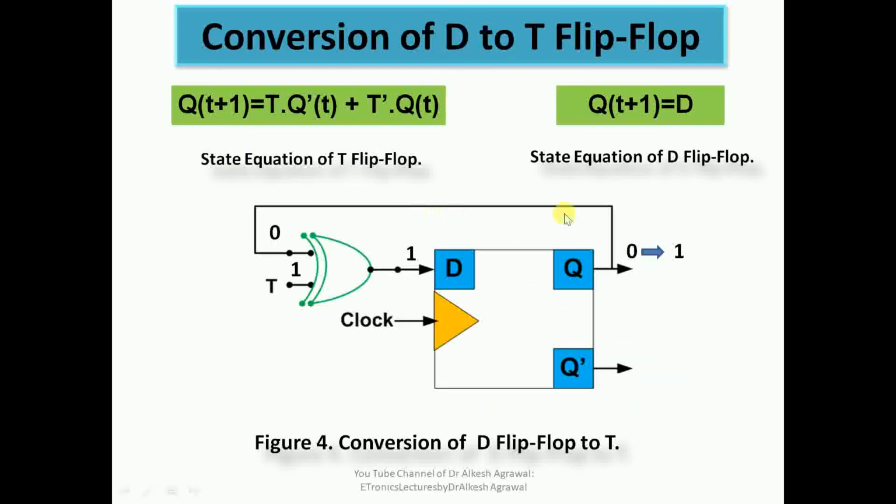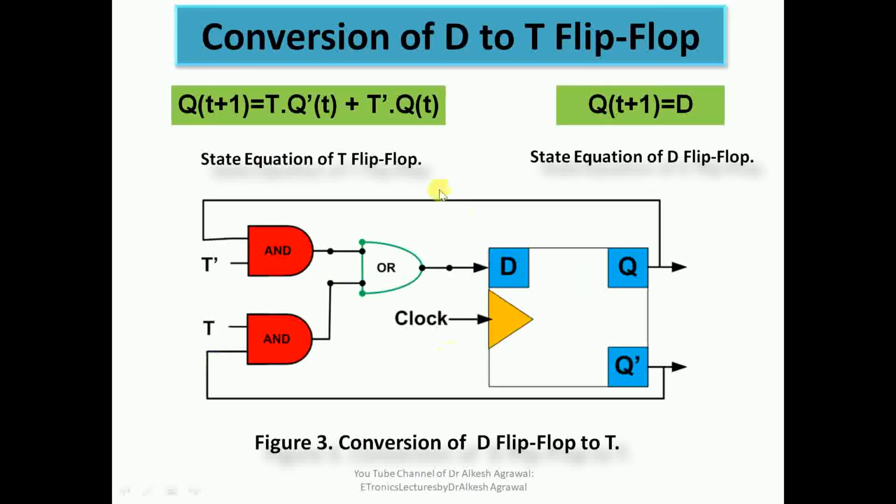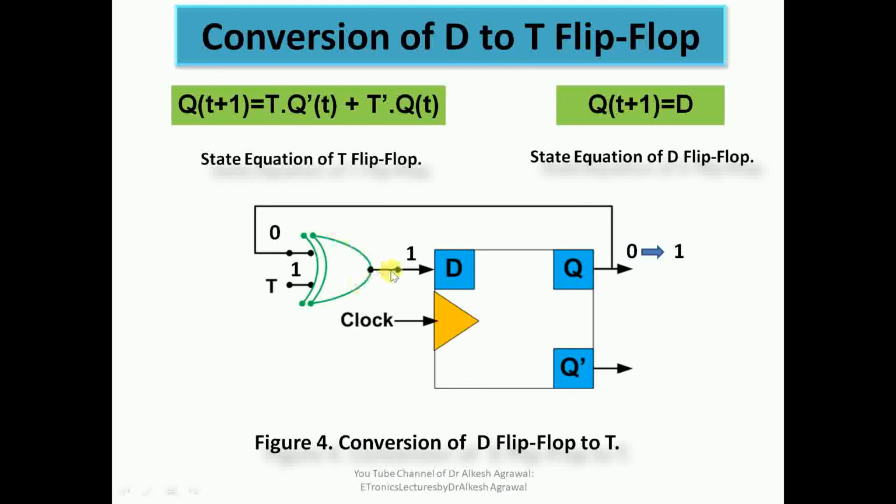So you can see another way of conversion is this, where this whole logic is being converted through this exclusive OR gate, because you can see this T and Q complement(t) or T complement and Q(t) is nothing but T exclusive OR Q(t). So what we have done, we just replaced all those gates by a single exclusive OR gate. So this is an exclusive OR gate. One input is T and another input is Q(t). This is Q(t), and this is the input to the D flip-flop.